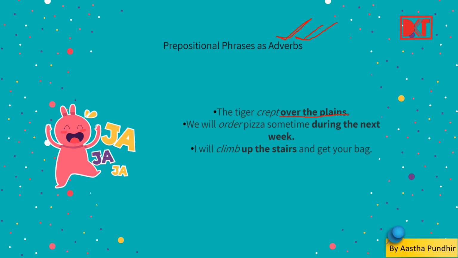Alright. Next up we have, I will climb up the stairs and get your bag. Up the stairs. Now up is the preposition, the stairs is the object, and together they form a prepositional phrase which is acting like an adverb. And why an adverb? Because it is answering the question of where. I will climb up the stairs. You will climb where? Up the stairs. Okay. So that's how prepositional phrases act like adjectives and as adverbs as well.